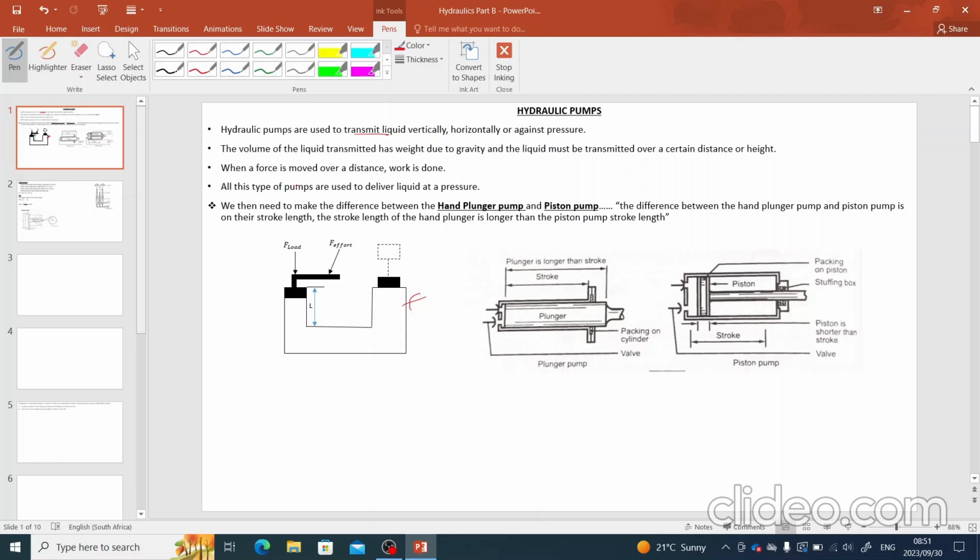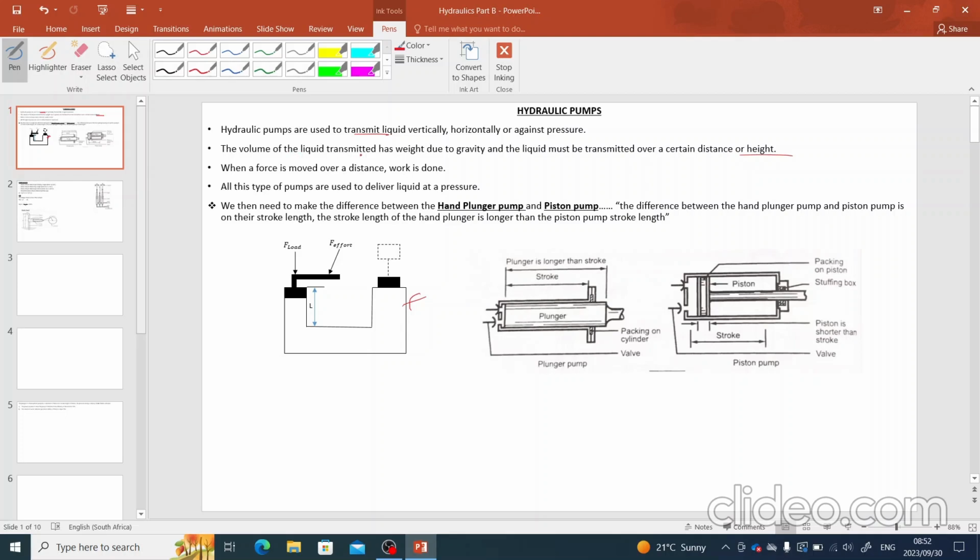We have different types of pumps that we can use to deliver liquid at pressure. We have the centrifugal pump, and we have the piston pump. We would look into potential energy as well. Why potential energy? Because of what has been said here, right?